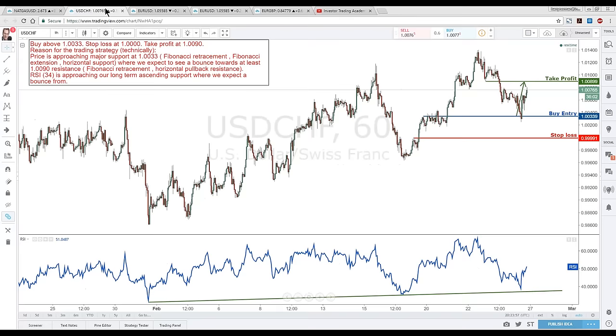So like here, we're using other reasons, but we also have our Fibonacci levels on here. They've already been calculated, but you can use these to combine here where your take profit, your buy, and your stop loss were. So we would buy above 1003, stop loss of 100. Now, what we had is our Fibonacci extension and our horizontal short, where we see a bounce towards at least a 1009, which is the Fibonacci retracement level.